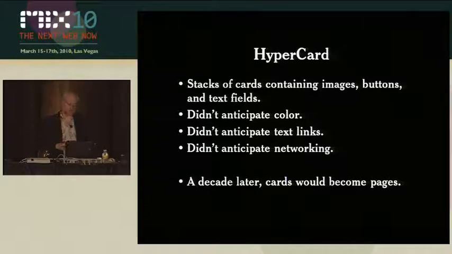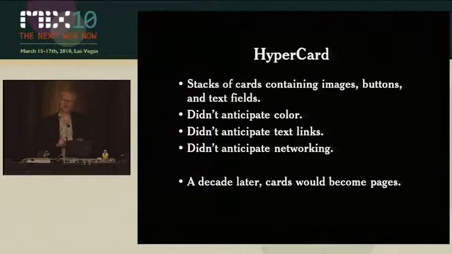move to another stack. It didn't anticipate color, possibly because Macintosh didn't have any color at that time, possibly because Bill was colorblind. It didn't have text links, so you could click on a field and go somewhere, but you couldn't click on a particular word or group of words in a field and go somewhere, or at least not easily. And it didn't anticipate networking. So the distribution of stacks was done the old-fashioned way, usually on floppy disks or some other medium.